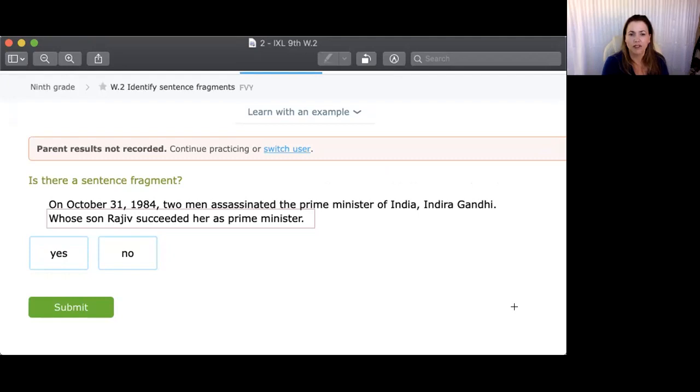Whose son Rajiv succeeded her as Prime Minister. Whose son Rajiv succeeded her as Prime Minister is not considered a complete sentence because it needs to be connected to the previous sentence with a comma. One thing to note also is that this is really technically a relative clause, but they're considering it to be a sentence fragment. Regardless, it needs to be connected to the previous sentence with a comma. So it's not functioning grammatically correctly here.